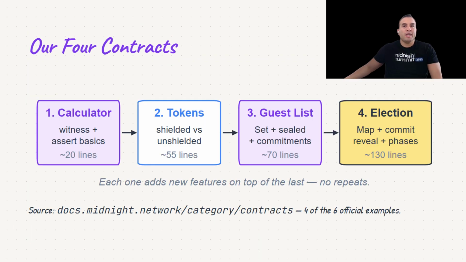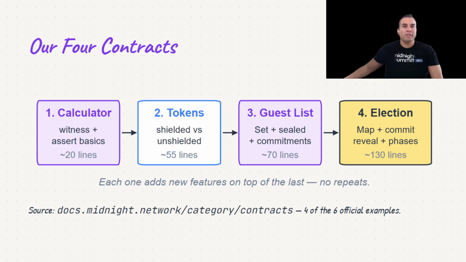The Midnight docs publish 6 reference contracts. We pick these 4 because they build on each other perfectly. Each one adds new concepts without repeating. Calculator is our warm-up. Tiny, about 20 lines. It teaches the single most important pattern in Midnight: do expensive work off-chain, verify it cheaply on-chain.